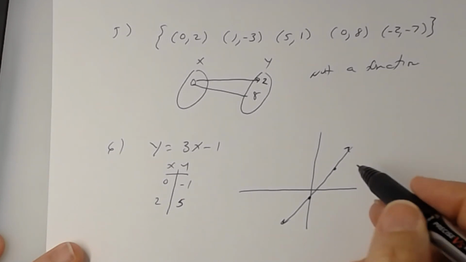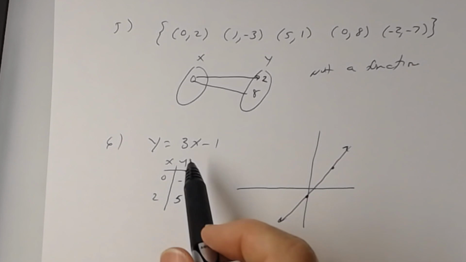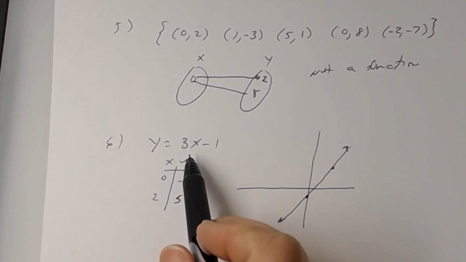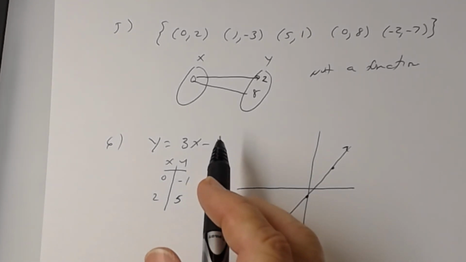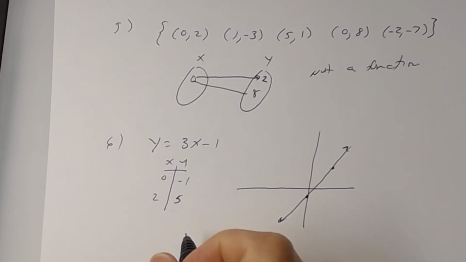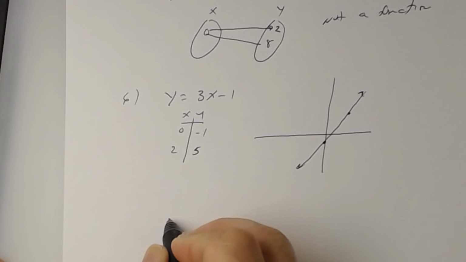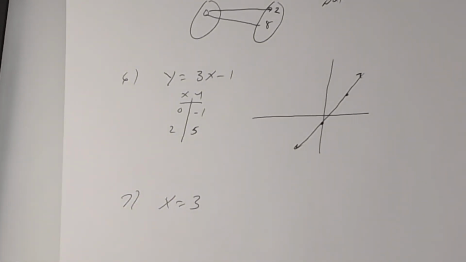Yes. What I'm saying, though, is that you didn't have to graph this. You just had to notice that this was a linear relation, and all linear relations are functions except which line? Vertical. And a vertical line, remember, looks like this. x equals 3. There's no y.